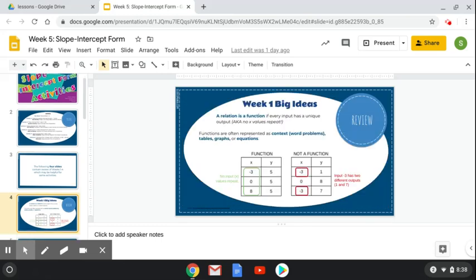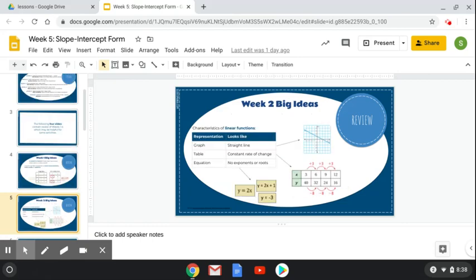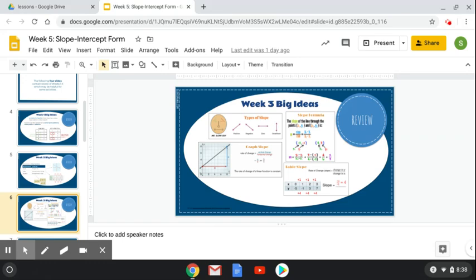And so your first big idea was the idea that a function means every input has only one unique output. Your second big idea that you looked at was the idea of a linear versus nonlinear function and looking at the representations of a linear function in a graph, table, and equation. The next big idea that you explored was slope or rate of change and identifying the types of slope and then actually calculating the slope using a formula, a graph, and a table.